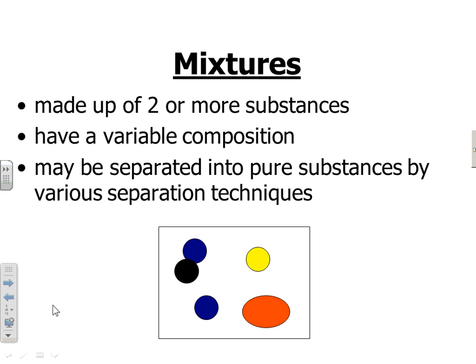Variable composition. May be separated into pure substances by various separation techniques. Separation techniques can be as simple as separating it out with your hands. Be a lot of work. If you have a sieve and you've got the larger pieces and the smaller pieces, you could use a sieve. These are what we call physical separation techniques. We're separating them physically. You could use a magnet if you had metallic pieces.